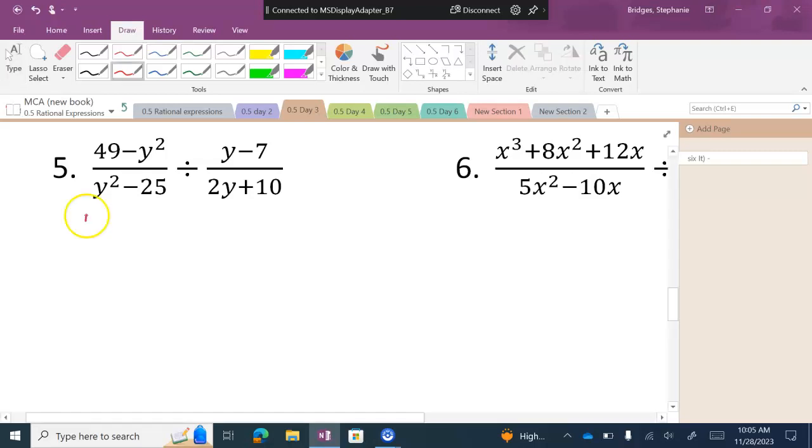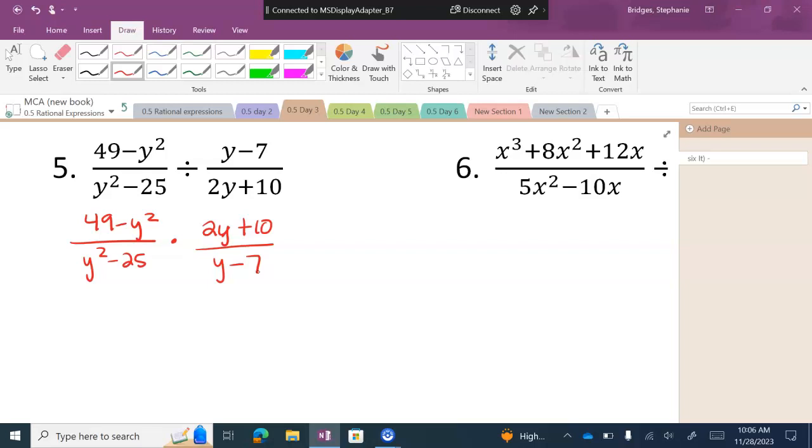I'm going to rewrite my problem. Change that division to multiplication. Flip that second fraction. And then I need to start my factoring process. 49 minus y squared. They do not have a GCF, but they are both perfect squares. But be careful with this one. What is first? The 7, okay? You have to put that first because the 49 was written first. And so what would go in the back of the parentheses? The y. And I would do 1 plus, and I would do 1 minus.